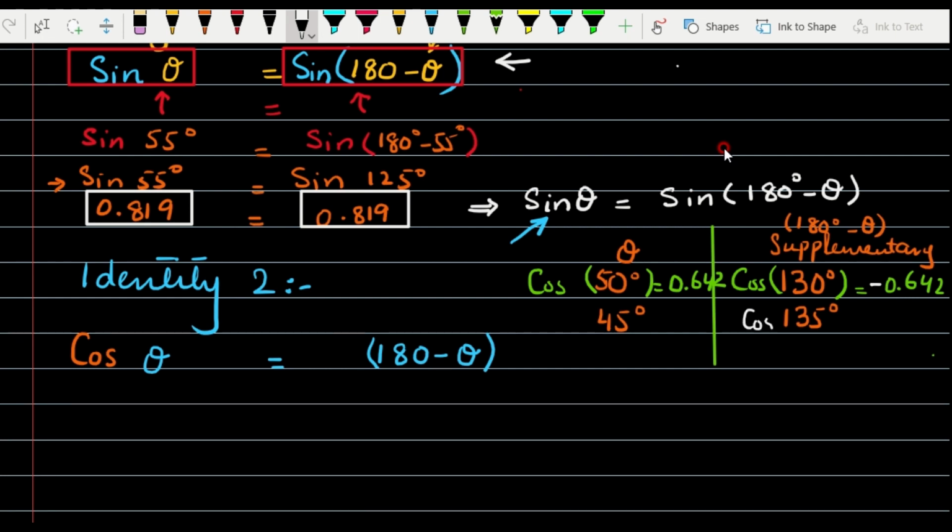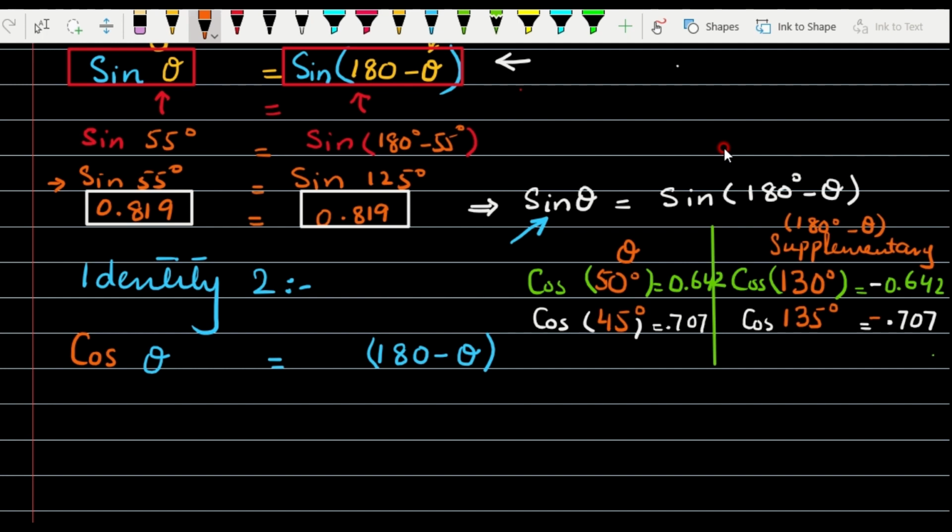Let's solve another example with me. What will be the answer of cos 45? Cos 45 is 0.707. And what about cos 135? The value is the same, 0.707, but remember, with a minus sign.